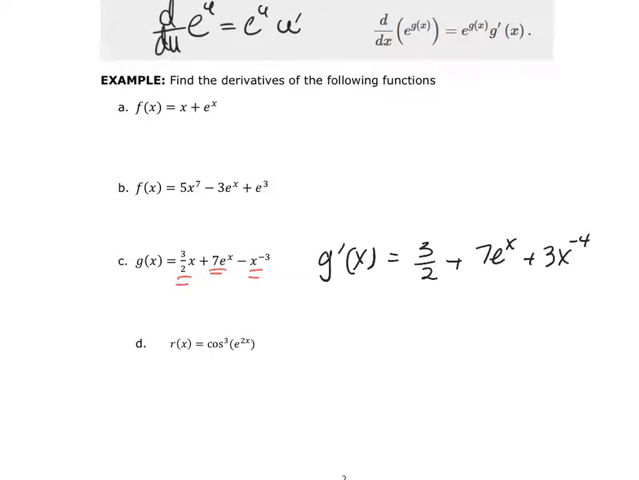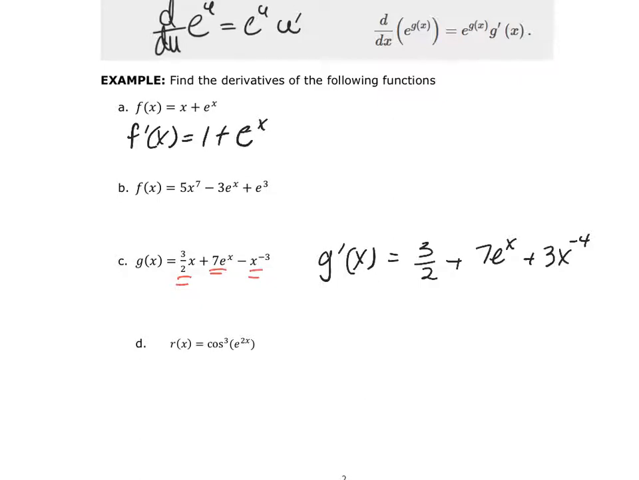Now, I would have done D, but Max is like, no, I want to do that myself, so absolutely. All right, so on A, we're going to do the derivative of each piece individually because I have addition between them, so I'm going to do each term individually. So f prime of x is equal to, what's the derivative of x? 1. What's the derivative of e to the x? E to the x. All day long.